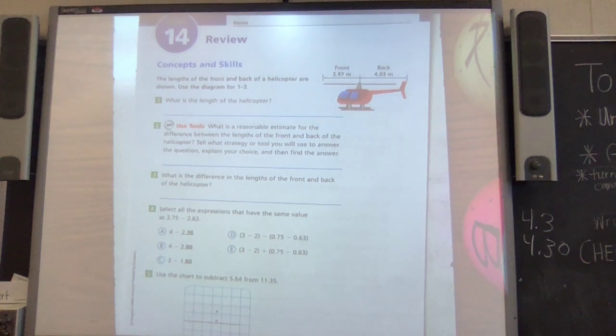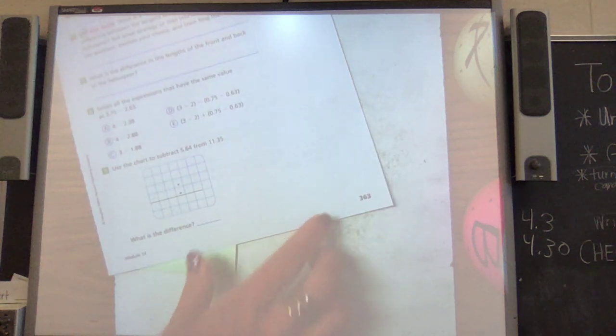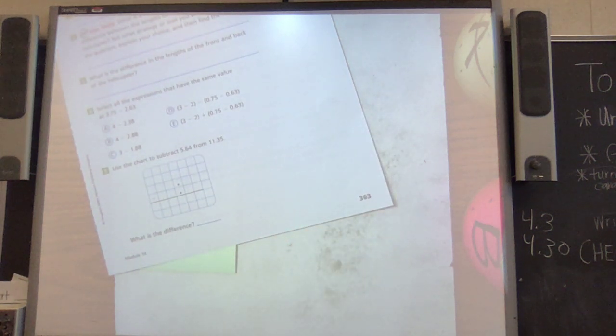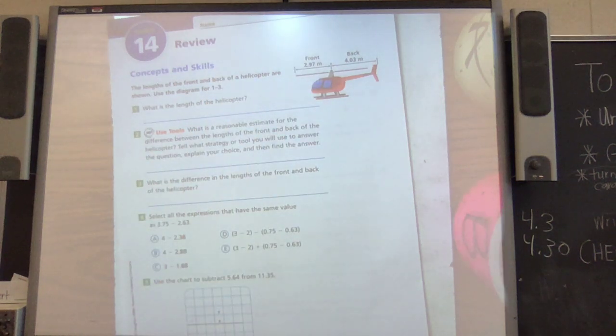Hey boys and girls, today we are going to be reviewing chapter 14, adding and subtracting decimals. It is on page 363. So make sure you turn there. Let's go ahead and put our name at the top of our paper.